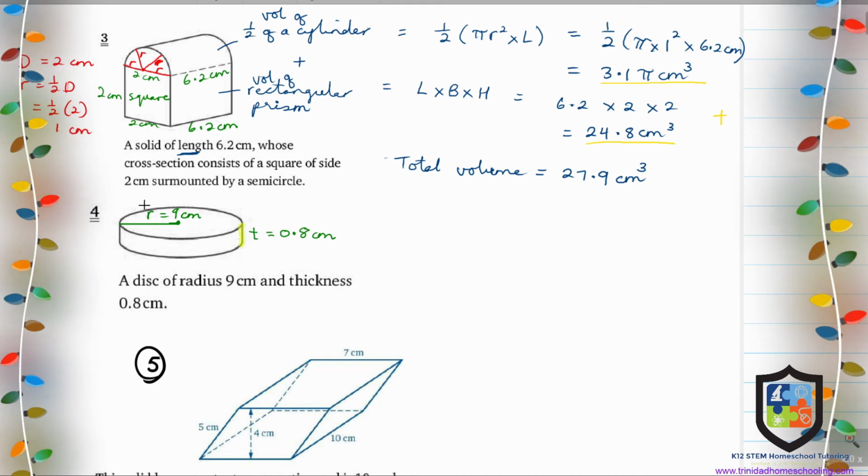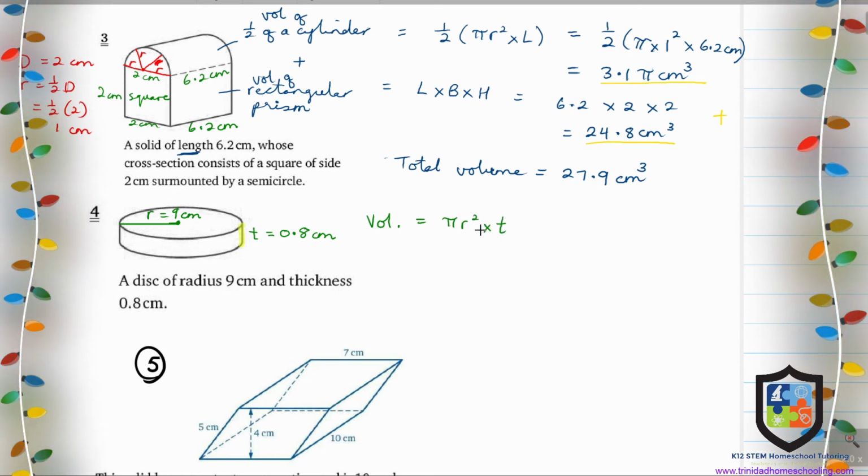Alright, it's still a cylinder, right? A very thin cylinder. So the volume is still going to be pi r squared by, in this case, we're going to say t for thickness. Alright, so that's pi multiplied by 9 squared multiplied by 0.8.